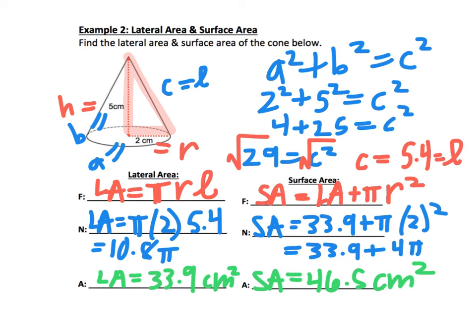On your worksheet, you have 6 problems. 3 of them you're doing in terms of pi, 3 you are rounding to the nearest tenth.